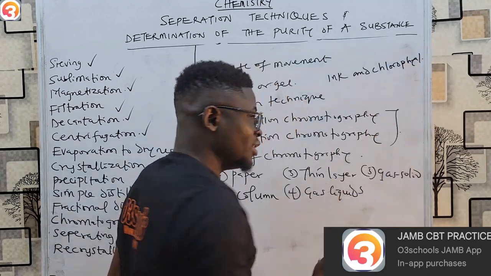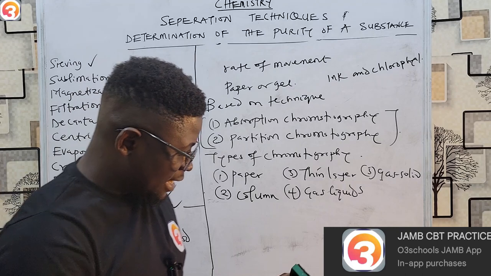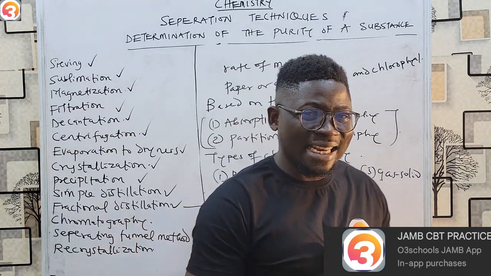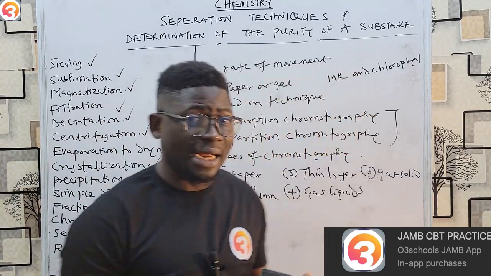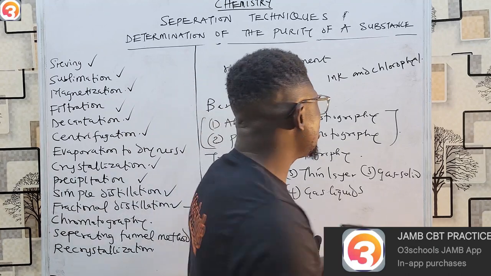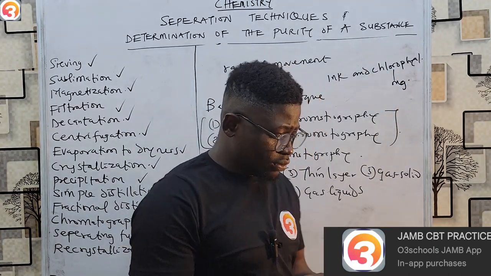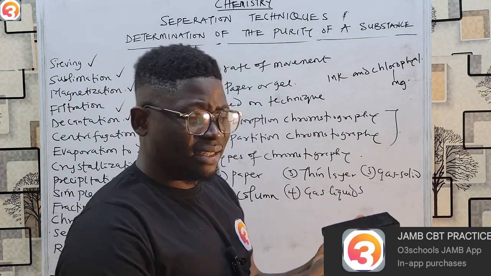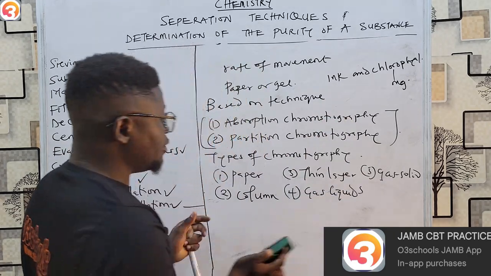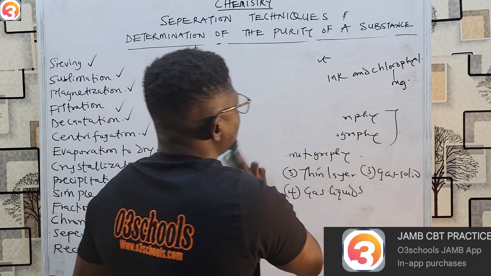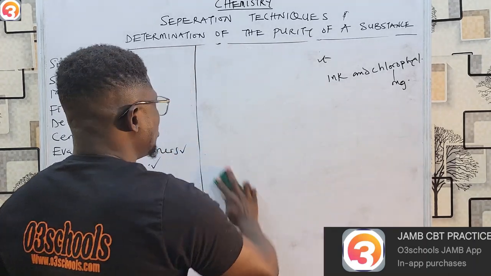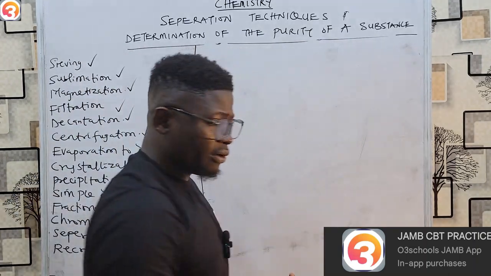Chlorophyll is the substance that gives plants their green coloration, right? It has different constituents. The major constituent of chlorophyll is magnesium, but it has other constituents. Ink has several, it has lots of constituents. I think that is where I'm going to base our study of chromatography, in ink and chlorophyll.